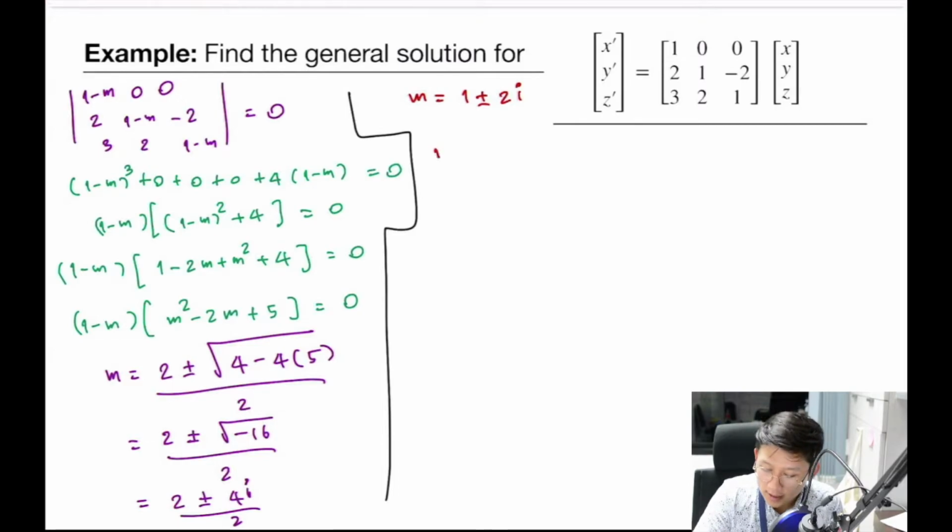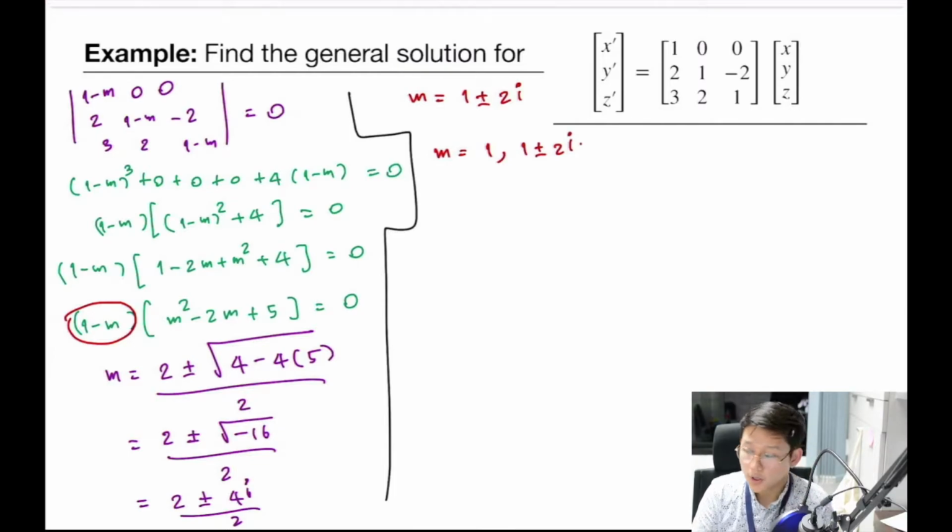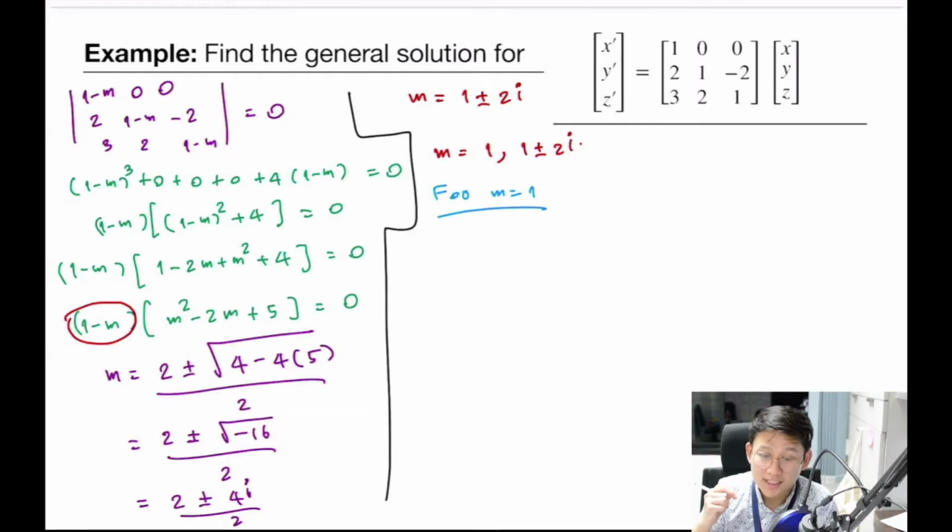Okay, so right now we know that our m is 1 from here, and 1 plus minus 2i. So we have two m's, which is 1 and 1 plus minus 2i. How about we begin with m equals 1, and this is back to the distinct root case, right? We want to find k1. Okay, let's call this m1.